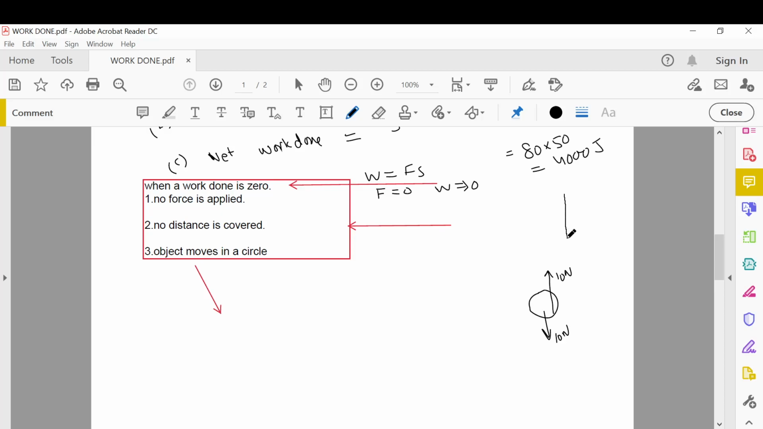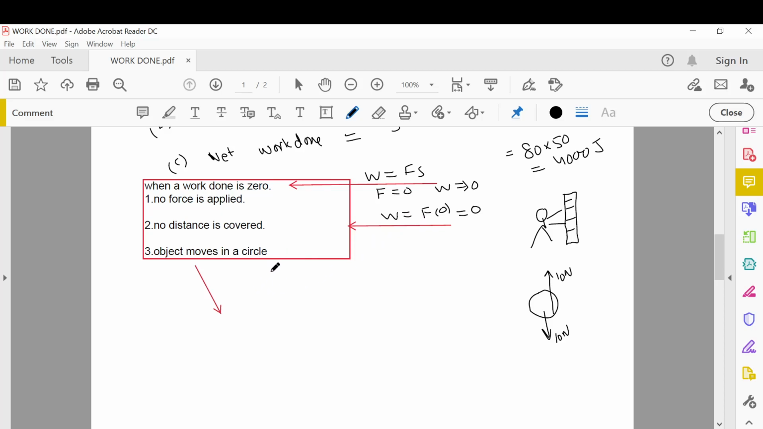And there is another example. If this is the wall and someone is applying a force on it and it is not moving, meaning no distance is covered, then there is a force but there is no distance. The work done will be zero. If no object is moving, then the work done is zero.